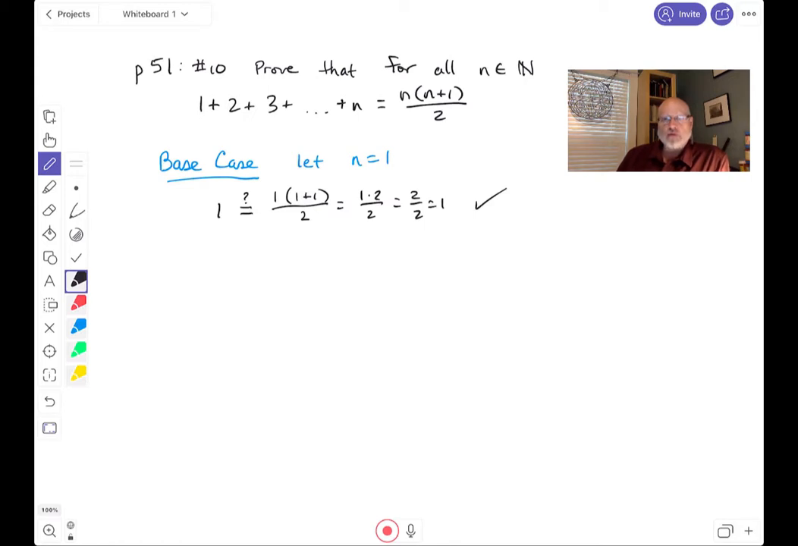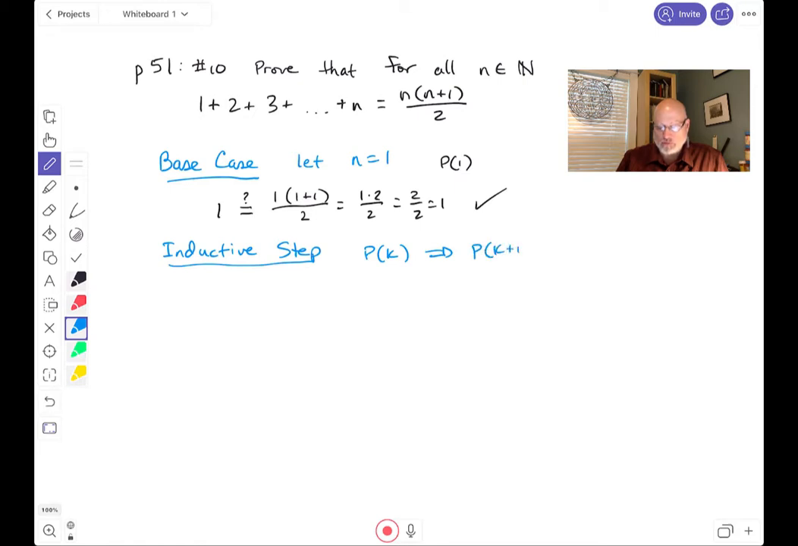For an induction proof to work, we have to start somewhere. Then comes the inductive step. Going back up really quickly, this is the same thing as saying P of 1. What the inductive step says is that if P of k is true, this should imply that P of k plus 1 is true.